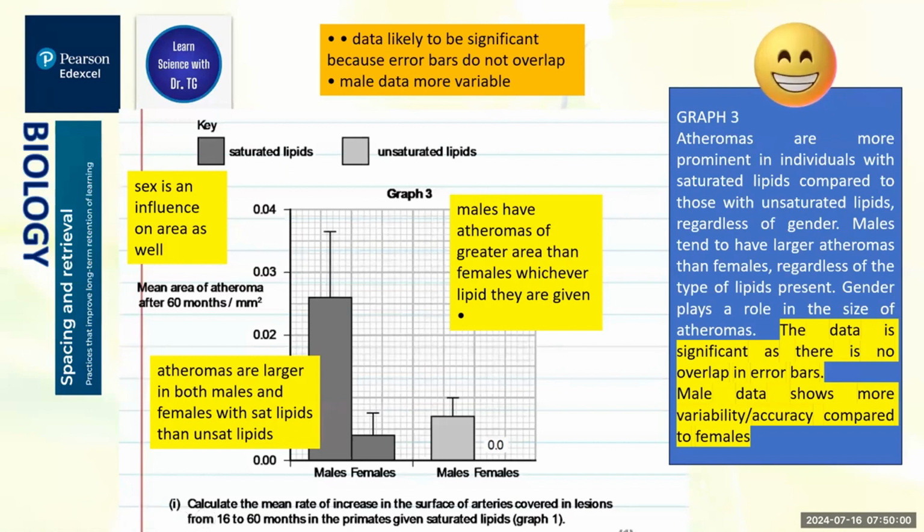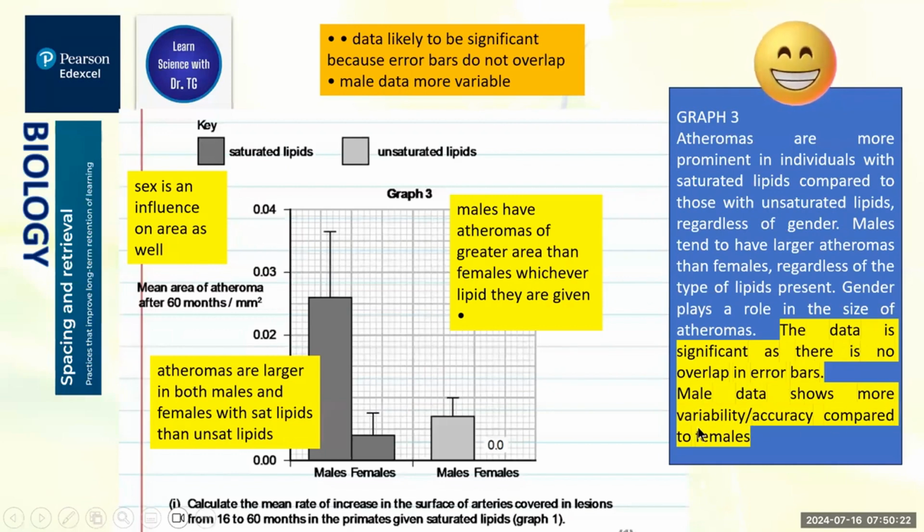The graph 3: atheromas are more pronounced in individuals with saturated lipids compared to those with unsaturated lipids, regardless of gender. Males tend to have a larger atheroma than females, regardless of the type of lipid present. Gender plays a role in the size of atheroma. The data is significant as there is no overlap in error bars.